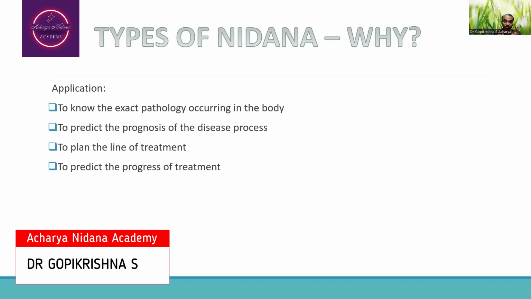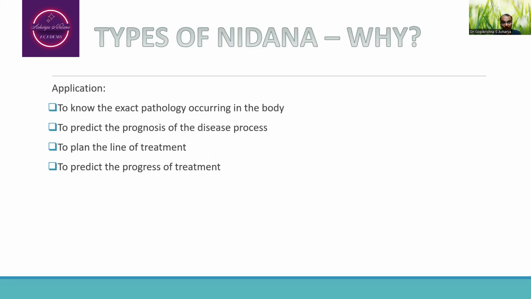Suppose the Shita Vata comes in contact with the skin, the first and foremost affliction will be related to the circulatory system. Like that, the exact pathology occurring inside the human body can be very well identified by the exposure of the nidana in the human body, to predict the prognosis of the disease process.